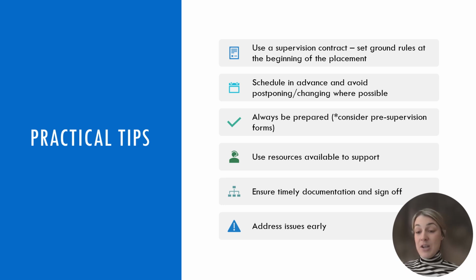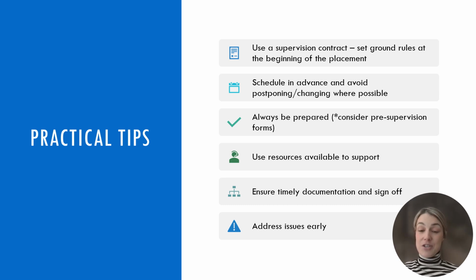Make sure before you begin your supervision session that you're checking you have your assessment form, you have the timelines and expectations, you have any relevant work from the week completed, whether that is your case study, your reflections, any important points that you want to raise with the practice educator. Ensuring that there's timely documentation and sign off, which I've just mentioned, and really important that issues are addressed early.